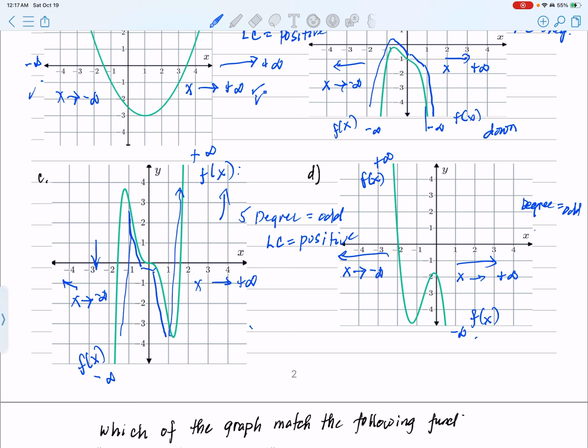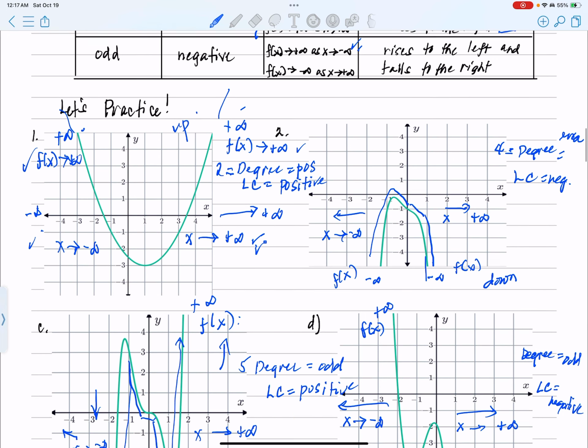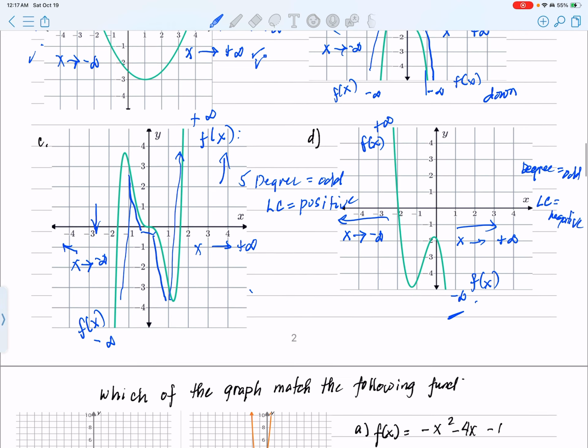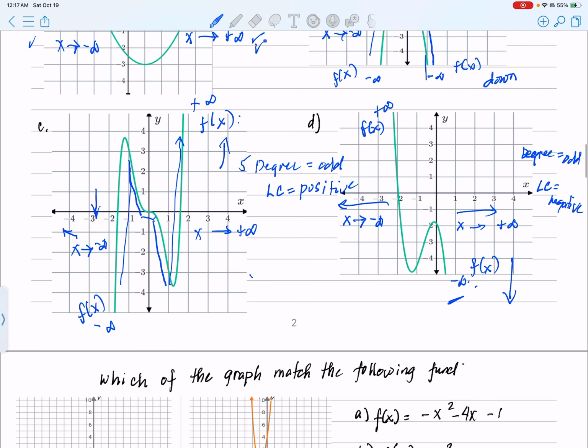And then the leading coefficient is negative. Why? Because you look at the right side, okay? It falls to the right. Falls to the right and rises at left, right? So that means rise left, falls right.